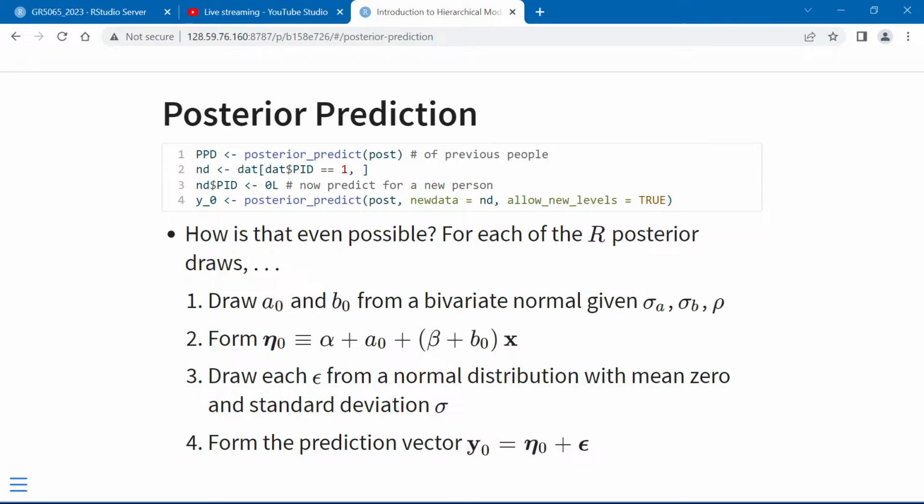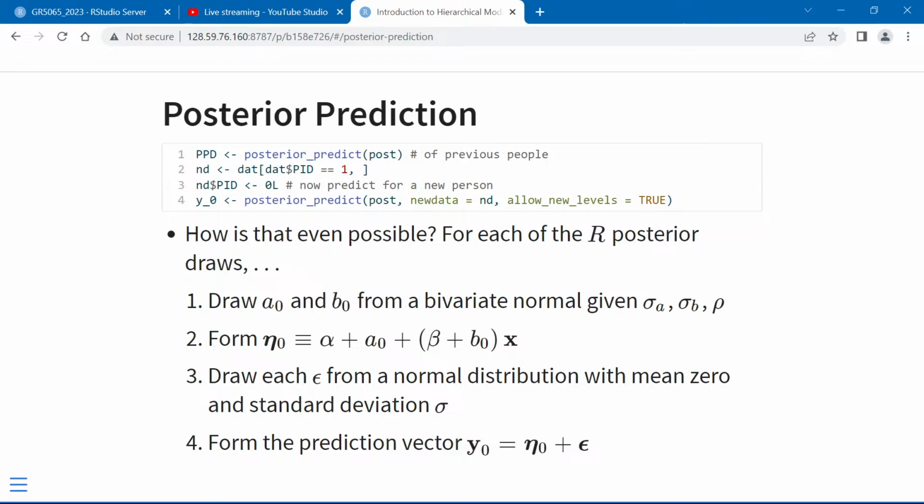And so when we do posterior prediction, yes, we can do posterior prediction of previous people. We can use that to do posterior predictive checks and whatnot. But we can also make posterior predictions for a new person. So if we just construct a data set that's like the first person, but we change their ID to be something other than 1, so now it's a new person who has the same X as person 1, we get posterior predictions of that new person. And you might say, well, if we haven't observed that person yet, how can we predict them? Well, we just apply the same generative process, but now use posterior draws rather than prior draws.